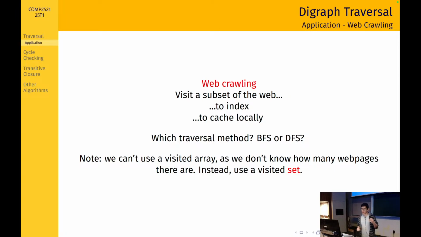And with web crawling, you can choose which traversal method, right? You can choose either BFS or DFS, but BFS is likely going to be more relevant here, or more suitable. And that's because with DFS, right, what you're doing is you're looking at the first link that you find on the web page, then you follow that link, right? Then you look at the first link on that page, and then you follow that link, and so on.